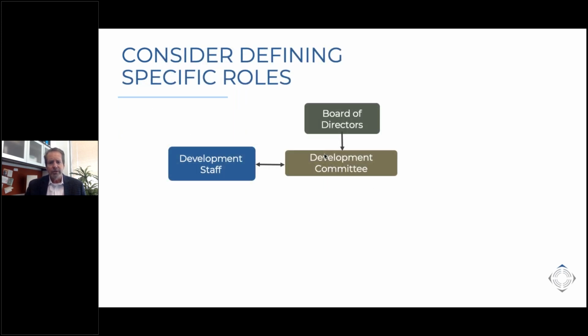So what a development committee might look like is this, and this is how it fits in the organization of your current structure. You have an existing board of directors or trustees or regents or whatever your organization may call it, your board.